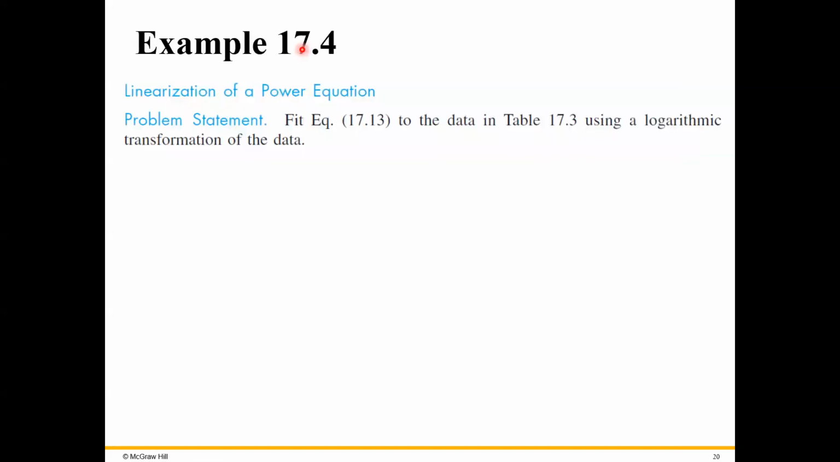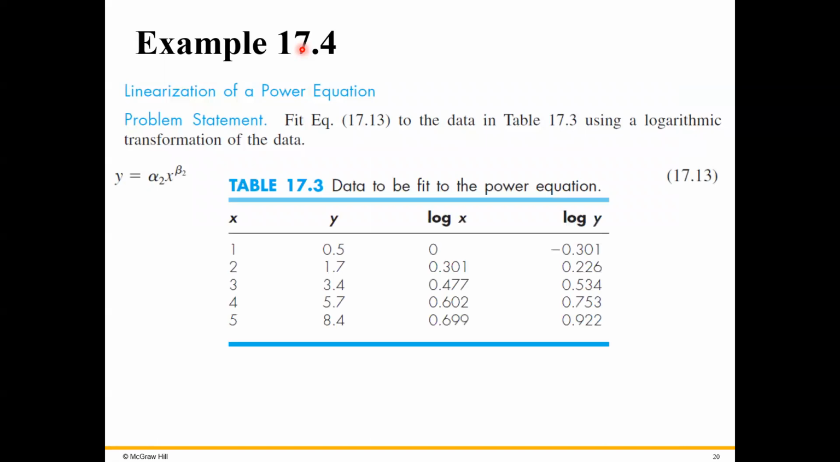So let's look at one example of this linearization of the non-linear relationships. Suppose we have this data, x and y, an experimental study results in this data. So we want to fit this data into some relationship. Although in practice we have to judge that relationship by ourselves, here it says to try to fit this data to this relationship: y is equal to alpha 2 x to the power beta 2. That means try to fit this data into a power series.